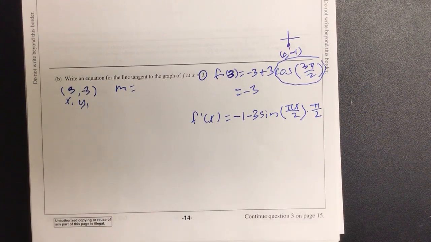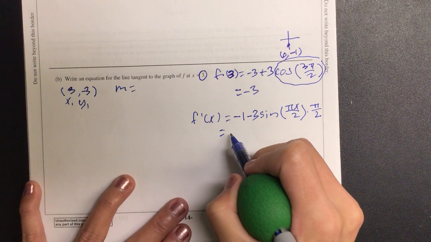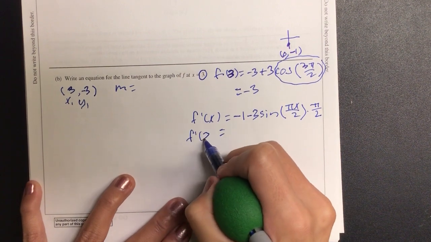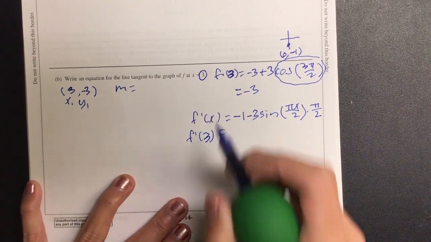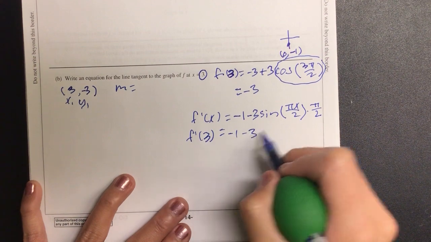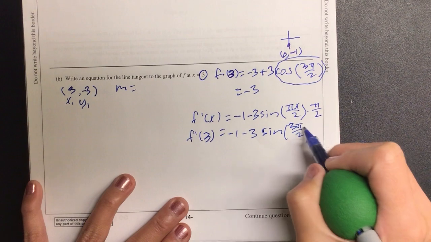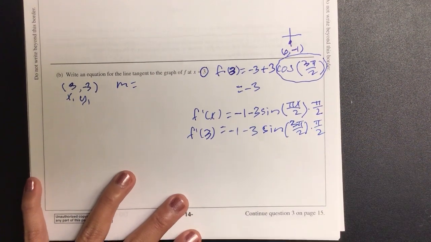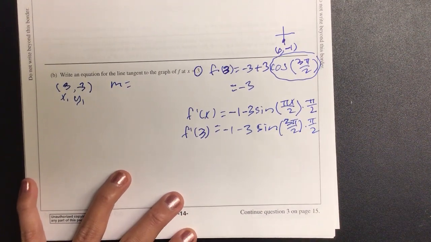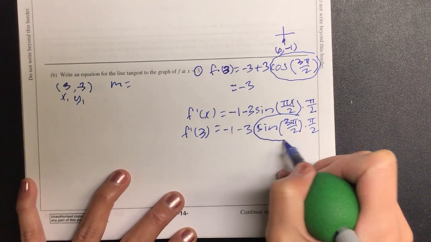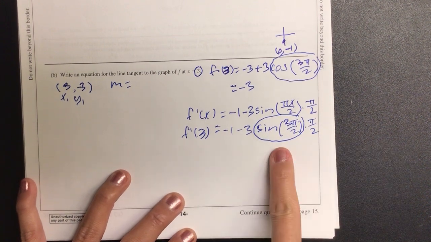So let's further compute. We have f prime of 3, -1 minus 3 sine of 3 pi over 2 times pi over 2. So we're just substituting in. I want to focus on this guy right here: sine of 3 pi over 2.